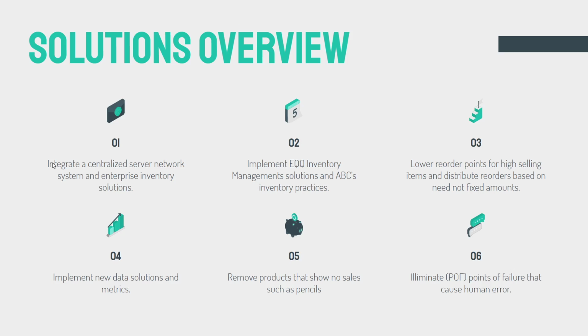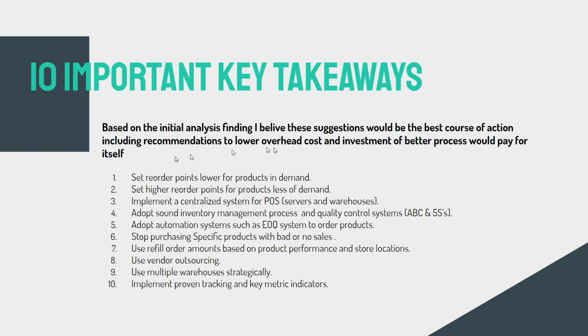So again, solutions overview, the basic points that I want to get across: an integrated, centralized server network; management solutions and inventory control practices; lower reordering points for some and higher for others, with inventory amounts correct and based off performance; new data solutions; removing products that aren't selling and holding the company down; and a point of sale system that doesn't require so much human error to be involved. Eliminate points of failure that cause human error. These are the key takeaways that I basically just went over.